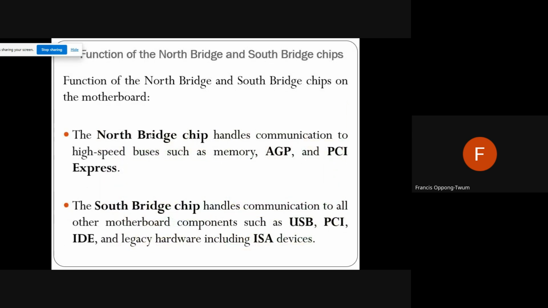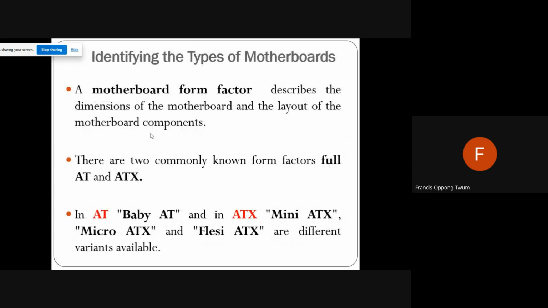What are the functions of the north bridge and the south bridge chips on the motherboard? The north bridge chip handles communication to the high speed buses such as the memory, the AGP, and the PCI Express. And the south bridge chip handles communication to all other motherboard components such as the USB, the PCI, and the IDE, or sometimes the ISA devices. So these are the functions of the north bridge and the south bridge chip. Please, let's get to understand some of these things.